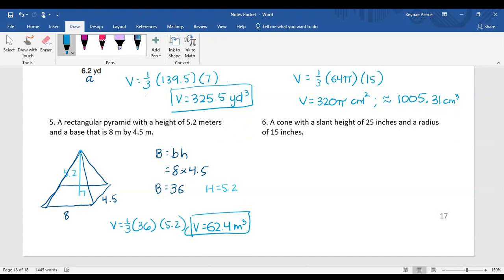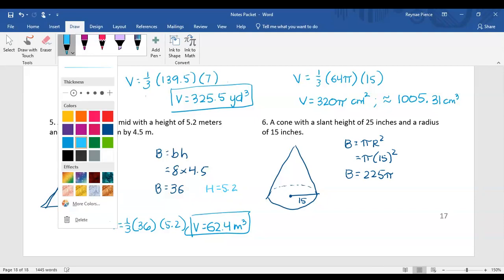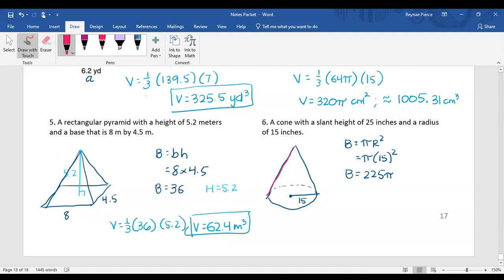And number 6, now we've got a cone. The cone has a circular base. It tells us that the radius is 15 inches. That helps us find our capital B. We have a base with an area of 225 pi. But now it tells us that our slant height is 25. And remember, the slant height of a cone is like the actual side of the cone itself.